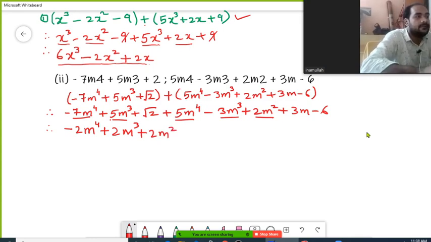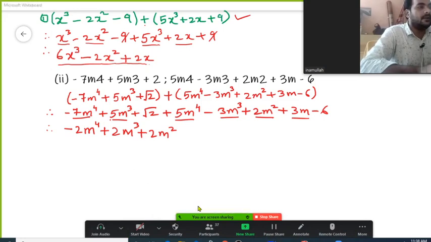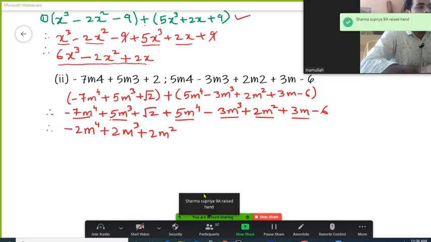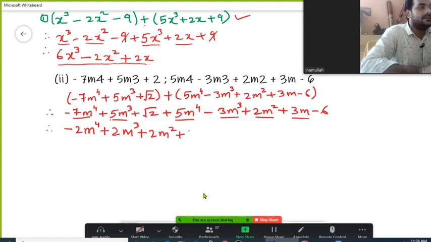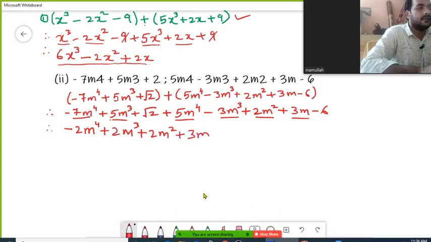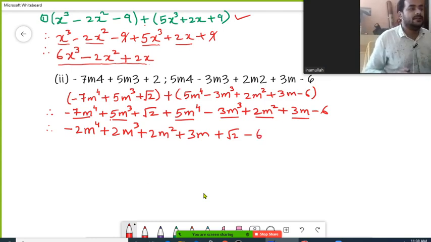Then we have 3m. This 3m is a single term. We don't have any other similar to this term. So here I'll take plus 3m. Then we have plus root 2 minus 6. There is no root on the 6, so minus 6. And this is your final answer.